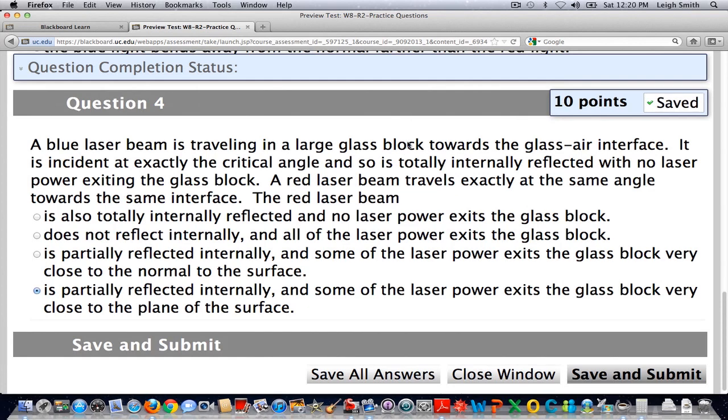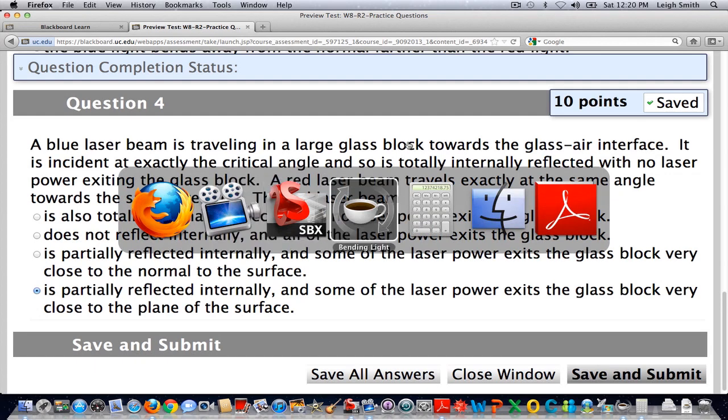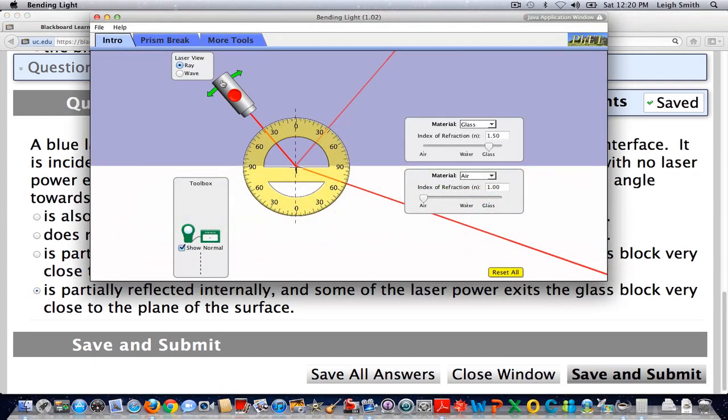Okay, the last piece that we're going to talk about is total internal reflection. What we've known so far is if you go from glass into air, then the angle of refraction bends away from the normal, so it comes out more. But if I increase the incident angle, then the angle of refraction increases correspondingly.